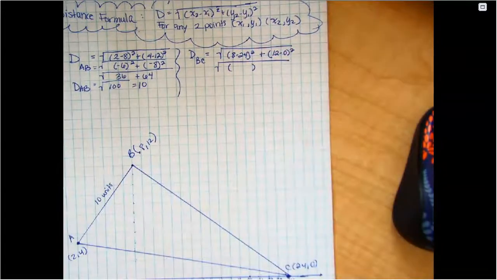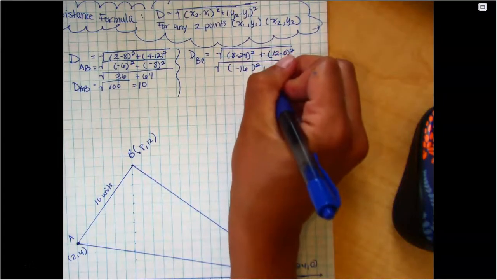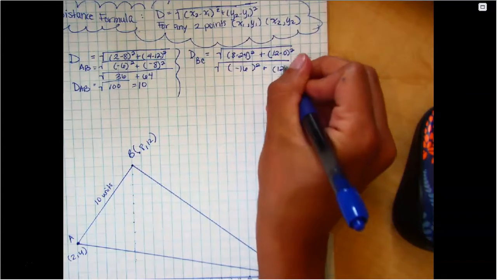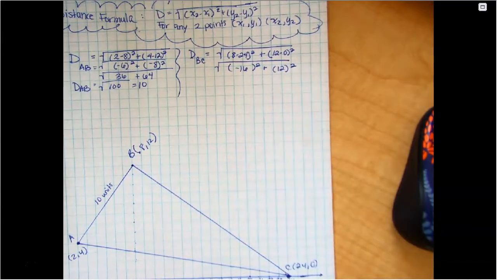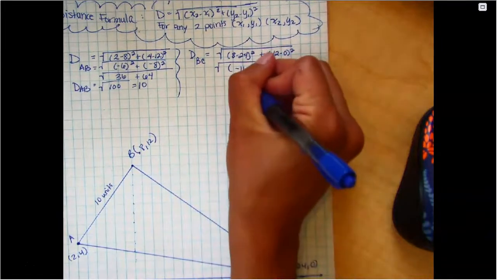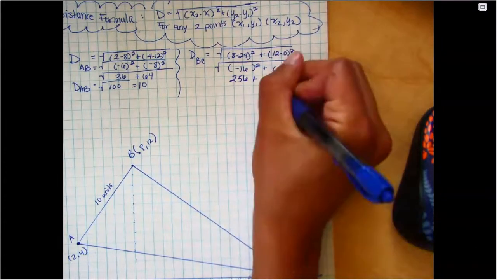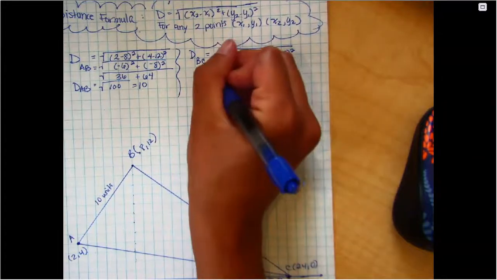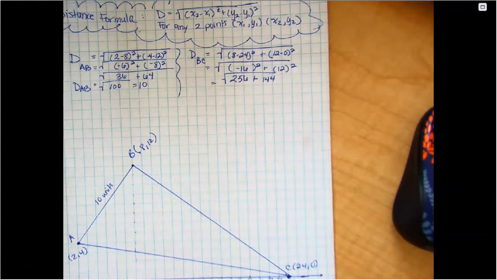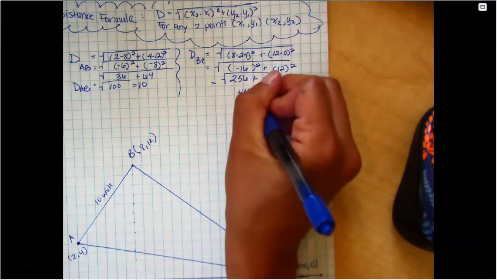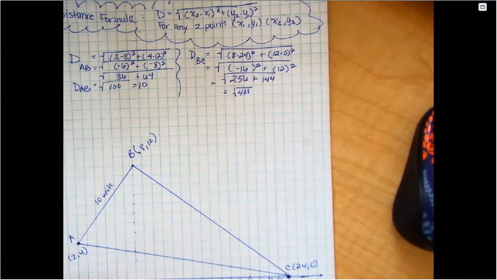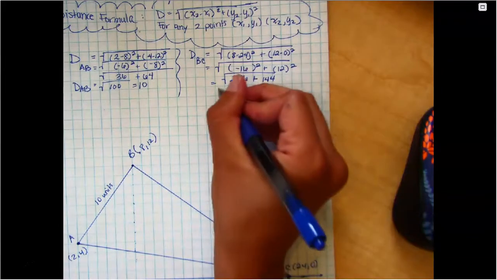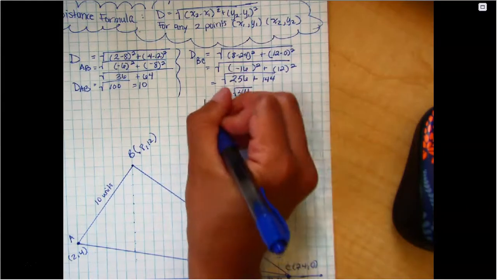All right. 8 minus 24 is negative 16. 12 minus 0, that's easy, 12. Negative 16 times negative 16 gives me 256 plus 144 gives me 400. All right. What is the square root of 400? 20. So the distance from B to C.